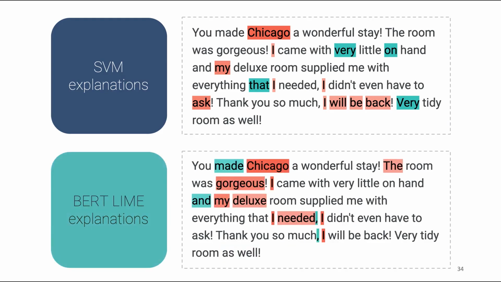This slide shows an example of how SVM and BERT-LIME explanations differ. In BERT-LIME, feature importance comes from LIME by fitting a sparse linear model to approximate local model predictions. And similarly, we retrieve the top 10 coefficients from both models' explanations.